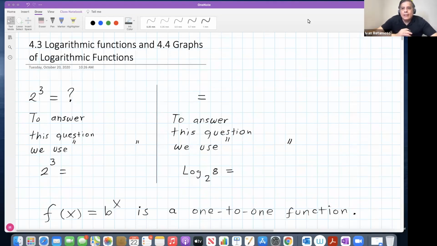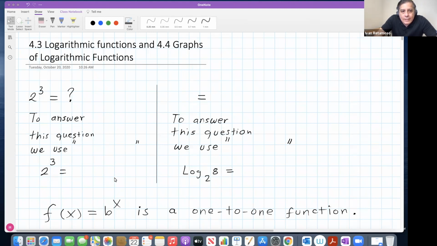Great, it's recording now. So today, let's talk about section 4.3 logarithmic functions and section 4.4 graph of logarithmic functions. Yesterday, we studied exponential functions. They look like this, right? Some base raised to some exponent.